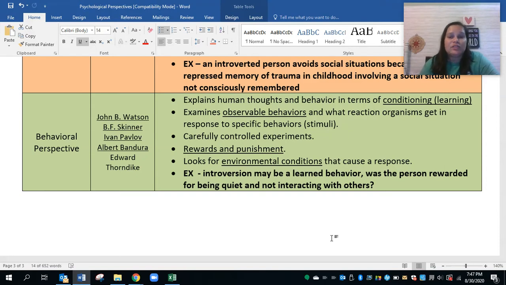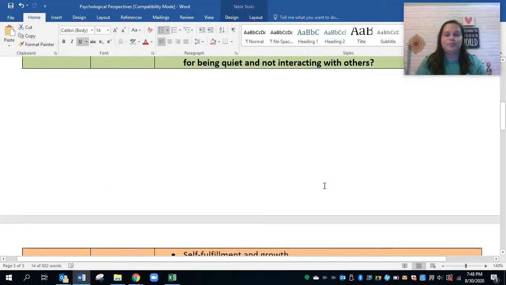This one says that basically everything is learned through some kind of conditioning, that you were taught a certain way. You learned it either through being rewarded or by being punished or by maybe observing it in your environment, that there's something in your environment that caused that. So introversion must be a learned behavior according to the behavioral perspective. Maybe the person was rewarded for being quiet and not interacting with others, that maybe their parents told them this is what you're supposed to do. You're quiet. You don't really get into trouble by being quiet, and we'll reward you for that. So they learned it through reward.